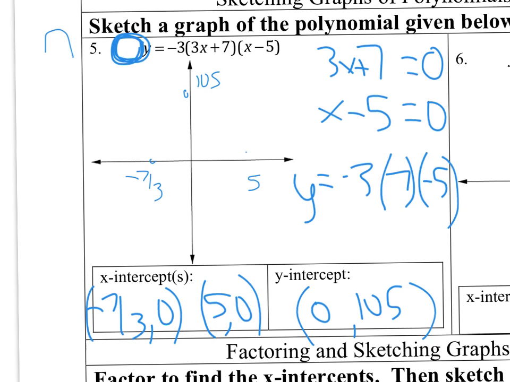Alrighty, I got interrupted there, so let's see if I can finish this. We have the x-intercepts. We have the y-intercept. We know it's going to open down, so it's going to go whee. Got it.